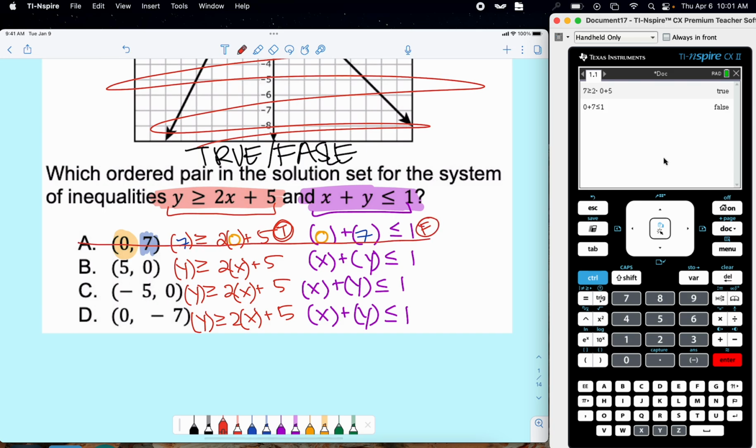So let me eliminate this one. It cannot be, because it gave me false for one of them. If it gives you false for one of them, it cannot be your answer. So let's try the next one. We have x is 5. So anywhere we see an x, we're going to put a 5.